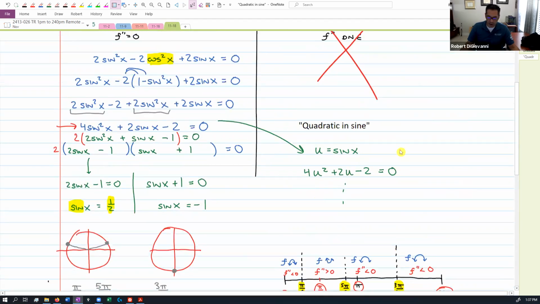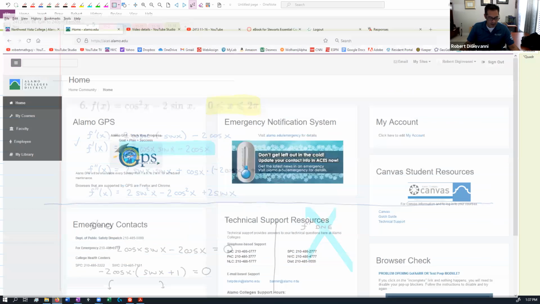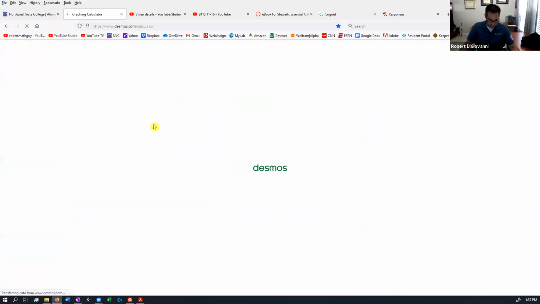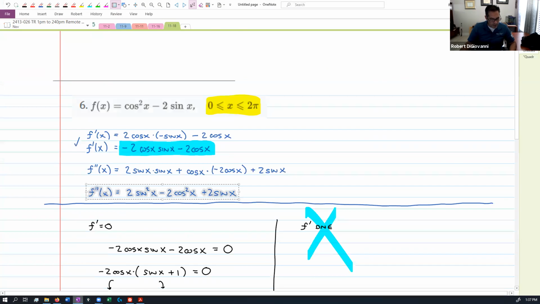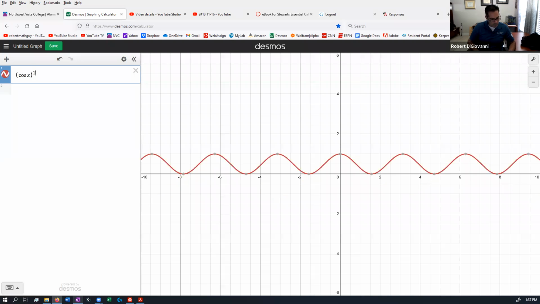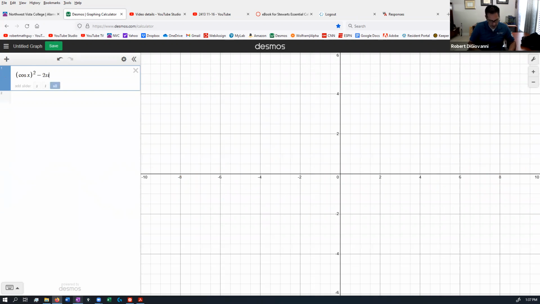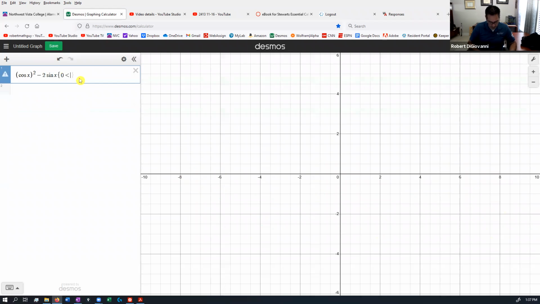Okay, whew, that was fun. So I'm going to graph this real quick. The original function was cosine squared x minus 2 sine x. Is that what it was? Yeah, minus 2 sine x. And I'm only going to graph it on the interval 0 less than or equal to x less than or equal to 2 pi.